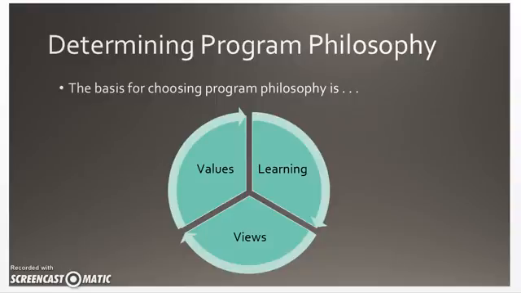So first you're going to determine the program philosophy, and the basis for choosing a program philosophy is typically based on learning, views, and values. So when we think about choosing a program philosophy, we're going to think about the assumptions about how children learn. We're also going to think about the values, how the program planners and families are involved, and then finally, views of the planners regarding basic issues in education. So based on those aspects, we would choose a philosophy for our program.